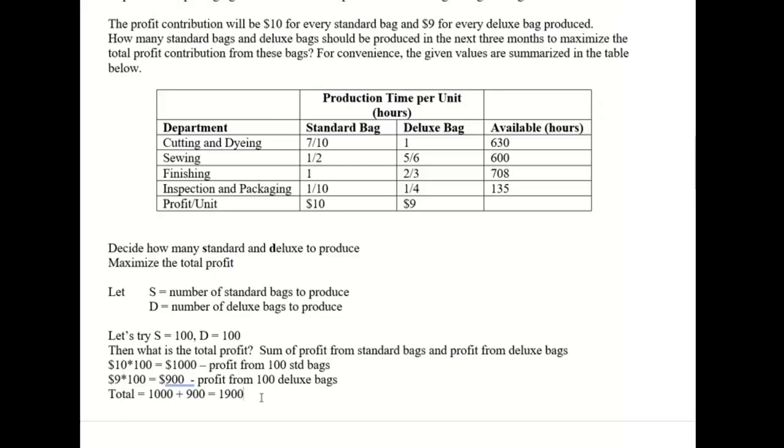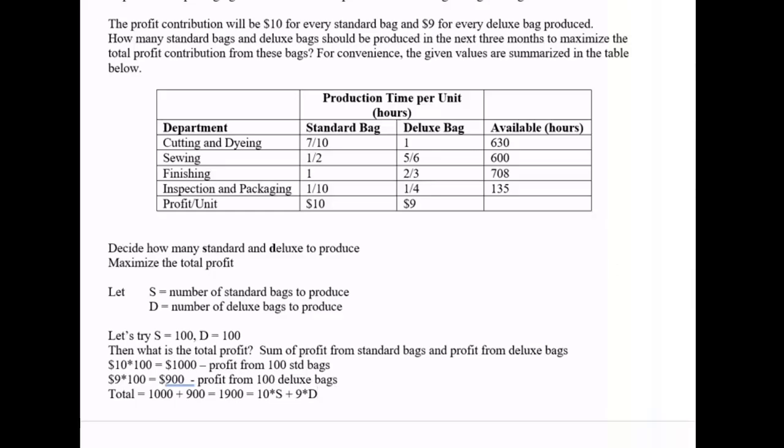How do we get this? We took the S, the 100, multiplied it by 10, right? So we did 10 times S, the 100 that's the S. And then we did 9 times the D, and then we added them together. And so here is our little mathematical formula. We have figured out the formula for the total profit, 10S plus 9D.